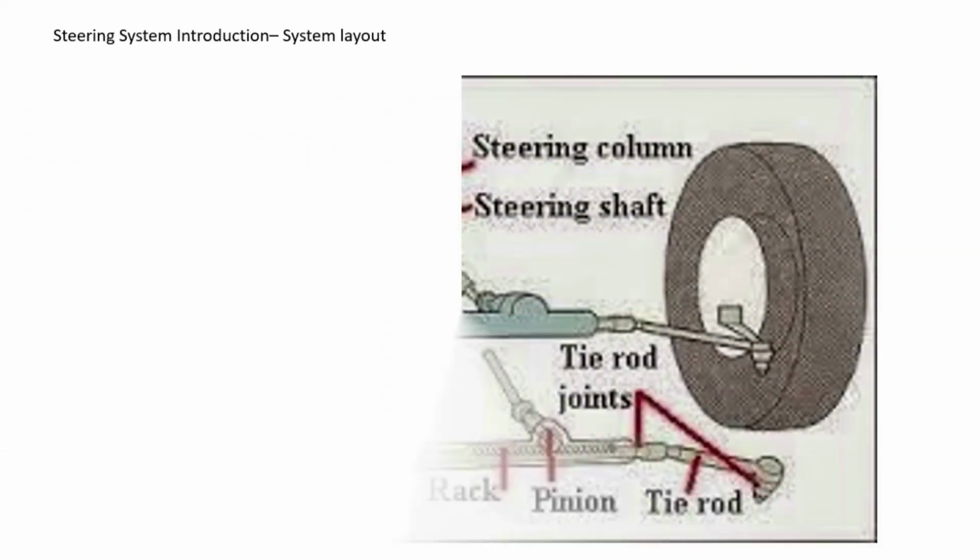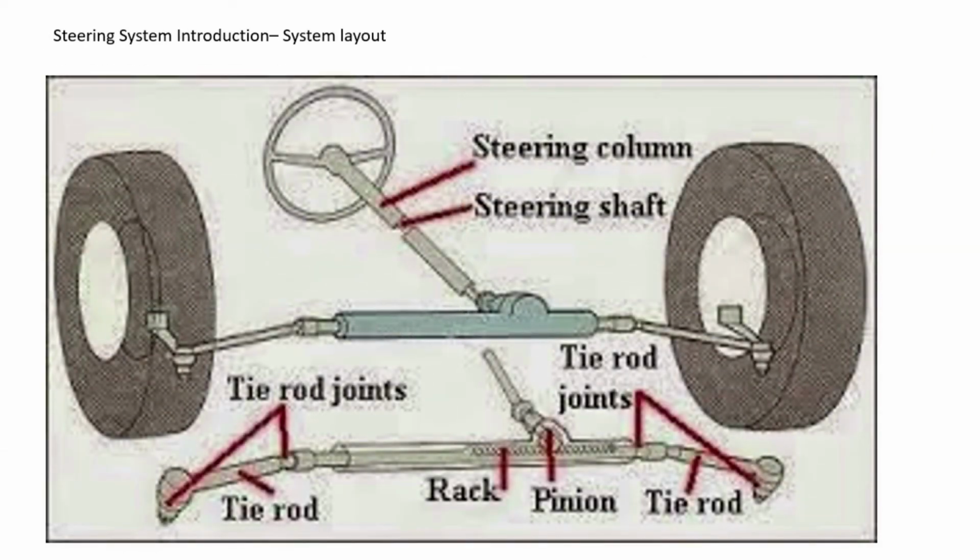Let us talk about a simple steering schematic in a vehicle. This figure represents the rack and pinion steering system. This is the circular steering wheel, which is used by the driver. Then there is a steering column, a hollow metallic shaft. Inside the column, there is a steering shaft. One end is connected to the steering wheel, the other end is connected to a pinion.